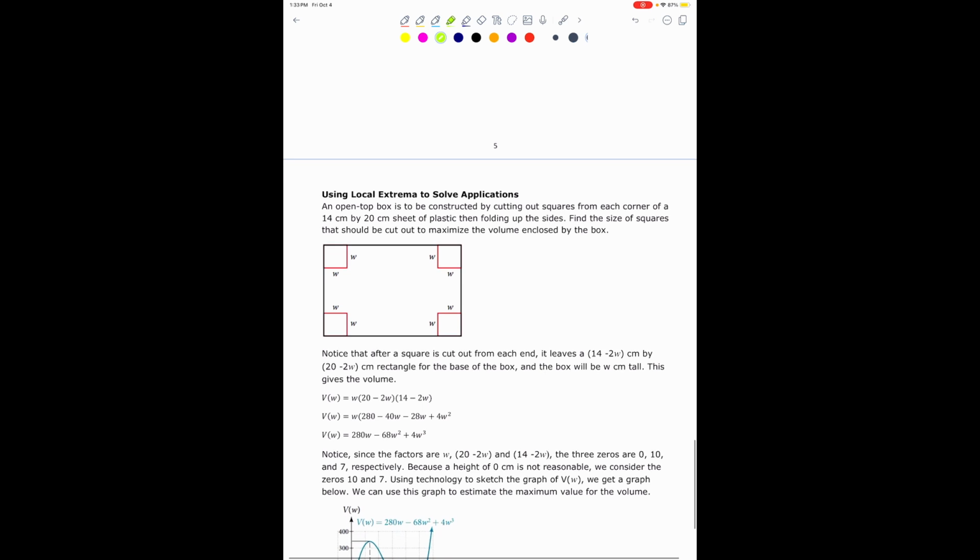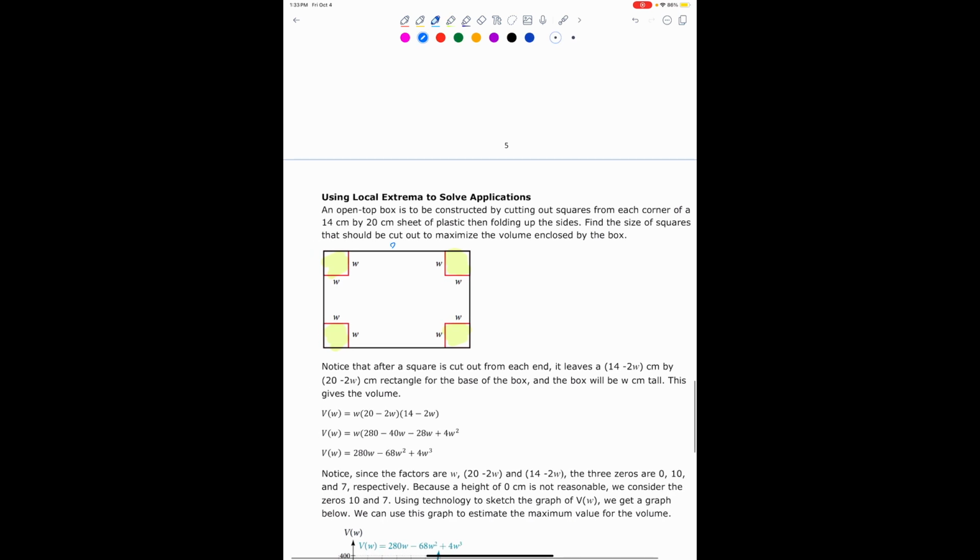So here is an illustration of the plastic sheet and the portions that are going to be cut out. Notice that after we cut these squares out, the width, which is 14, is going to turn into 14 minus 2w. So this side is going to be 14 minus 2w. Here is 1w, here is 2w. And the length is going to be 20 minus 2w because I have this cut out and this cut out as well, and then folded up. The height is going to be w because that is the height of the box.